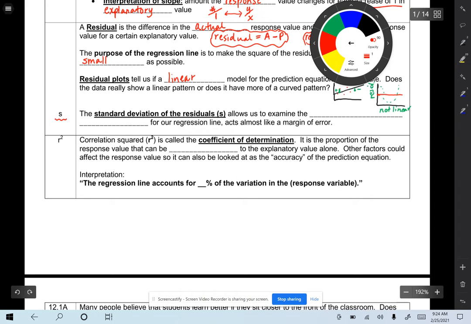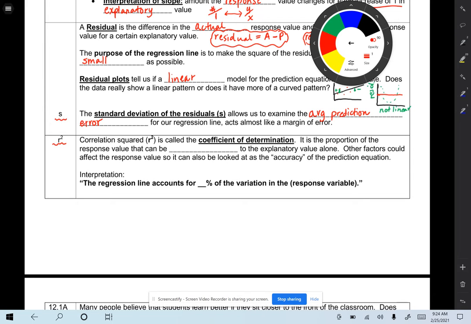S is the standard deviation of the residuals. It allows us to examine the average prediction error for our regression line, acts almost like a margin of error. And then lastly, we had R squared.